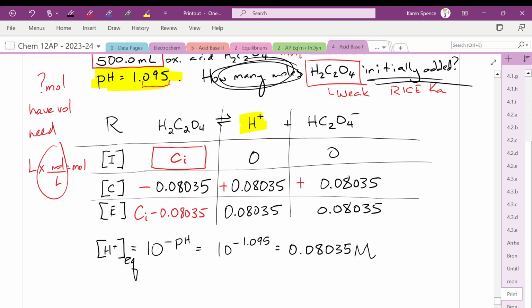Well, starting with the KA expression. Okay. Folks, if you're stuck, remember you've done your RICE table. What comes after the RICE table? KA. You get a half a mark for writing your KA expression, and it might tell you where to go next. So give it a try.